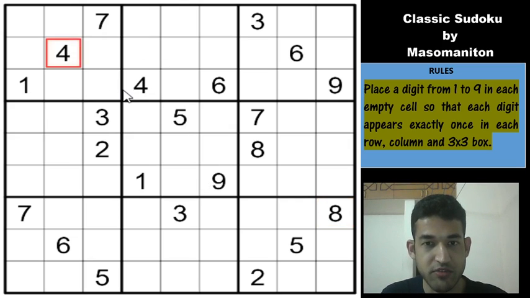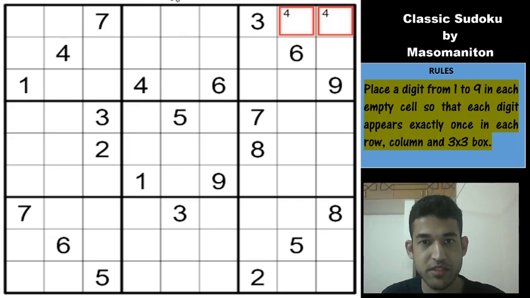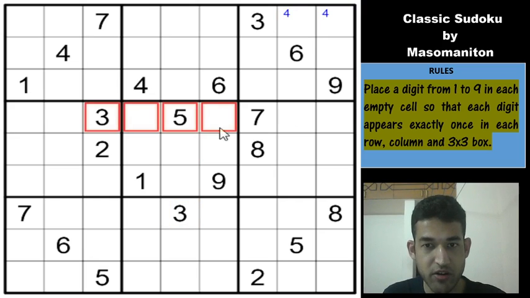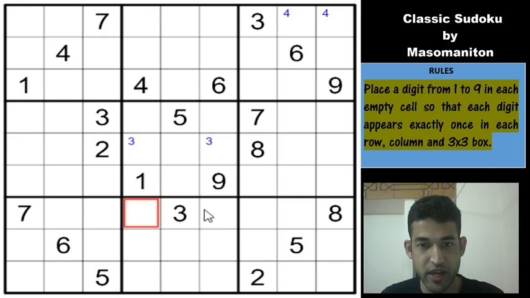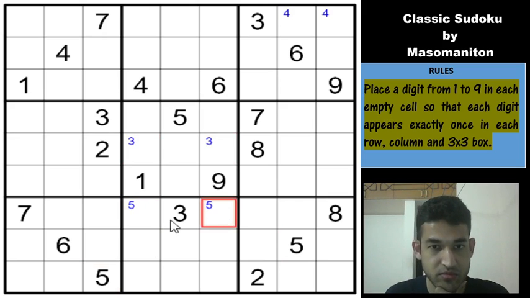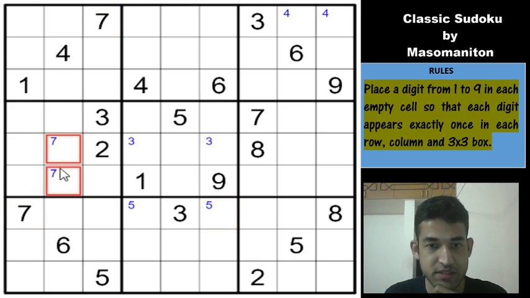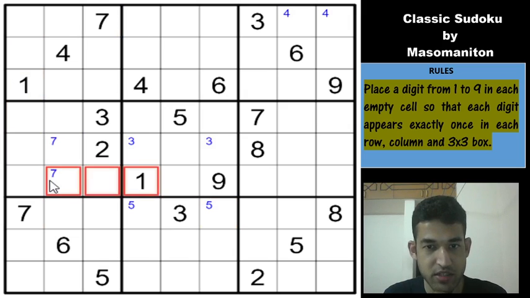Okay, so there is a 4 in row 2 and row 3, which means 4 will be in these cells. Let me change the color. 4 will be in one of these two cells, and there is a 3 in column 5 and row 4, which means that 3 must be going in one of these two cells. 5 is in row 8 and row 9, so 5 must be in these cells. Okay, 7 in column 1 and column 3, so 7 must be in these cells. 1 is in column 1, 1 is in row 6, so 1 must go here, which means that 1 must be in these cells, classic.